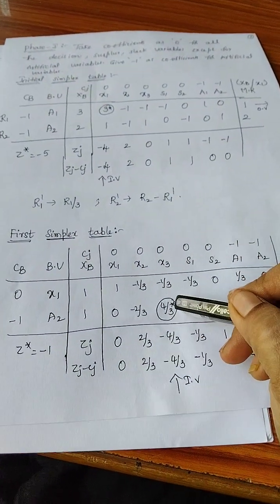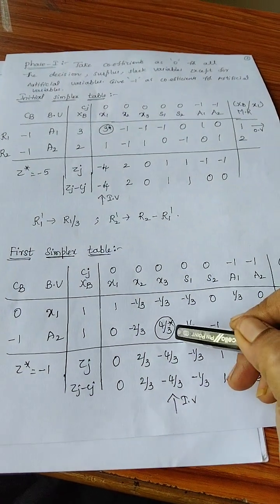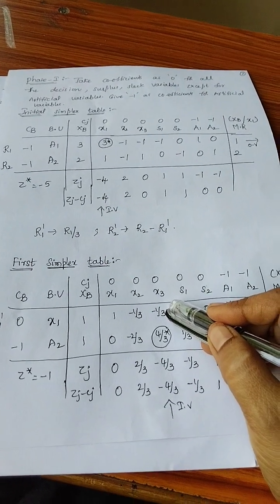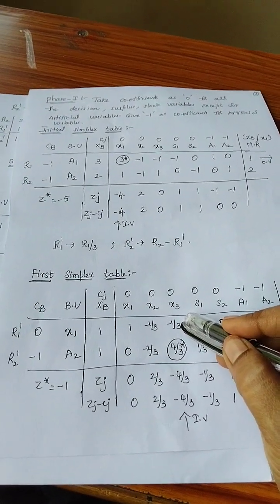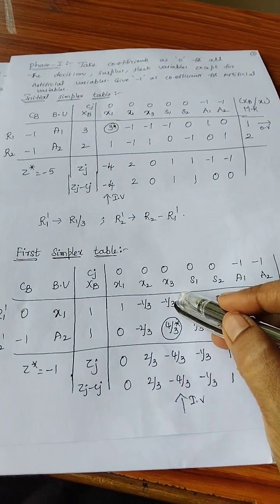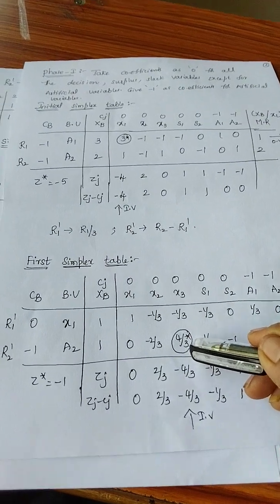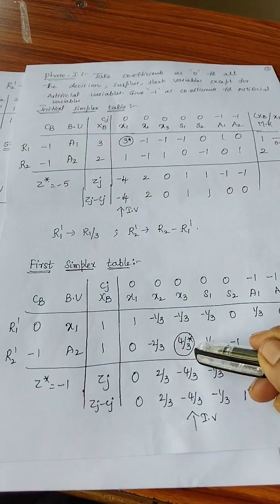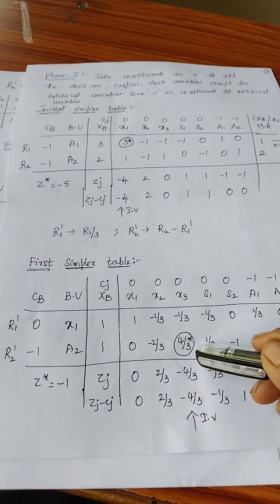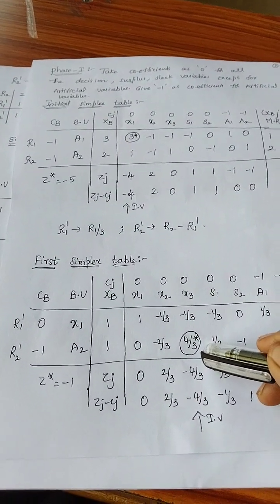See, I already told you the key element should be 1, and the values which are there in the key column should be made 0. So minus 1 by 3 you have to make it as 0. Here it is minus 1 by 3. Here in the new row you have 1. Then you are going to add these two values by multiplying the second row value with 1 by 3.